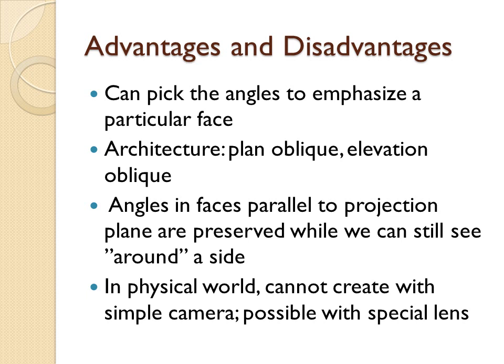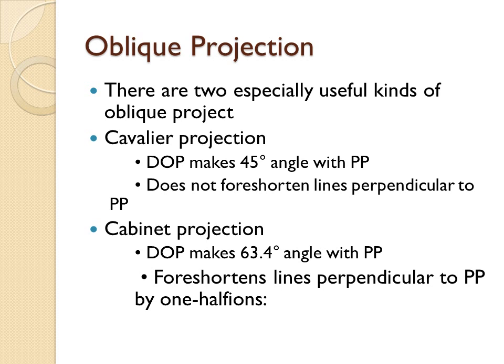Angles in the faces parallel to the projection plane are preserved, while we can still see around a side. In the physical world, we cannot create this with a simple camera, but it is possible with a special lens. So this kind of projection can be obtained with the help of a special lens. Now we were discussing the types of the oblique projection.